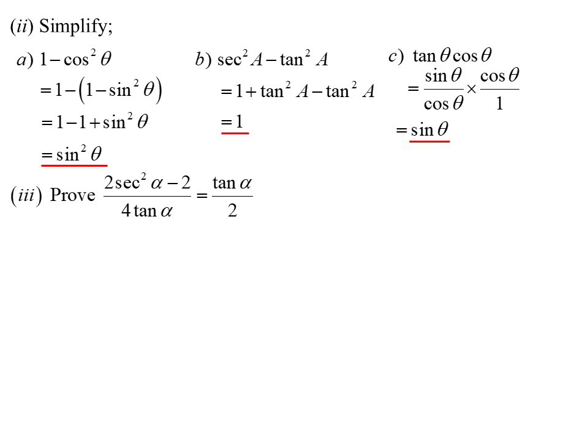This is more like what we're going to see. Prove this. So we're going to do a proof. 2 sec squared alpha minus 2 over 4 tan alpha is tan alpha on 2. And there are different ways we could approach this problem. I'm going to start with the left-hand side. Now you'll notice I didn't write left-hand side equals, which I know some people are obsessed with writing down, and I never understand why. I know my left from my right. You don't need to tell me that's the left. Just write down what it is. The left-hand side is 2 sec squared alpha minus 2 over 4 tan alpha.